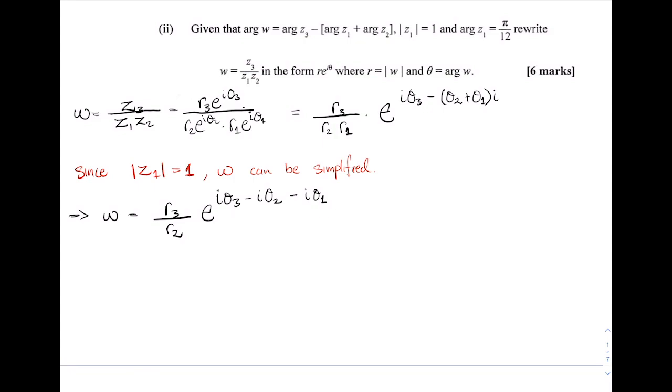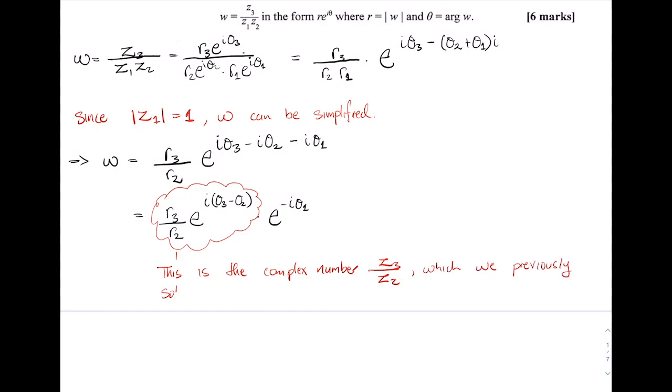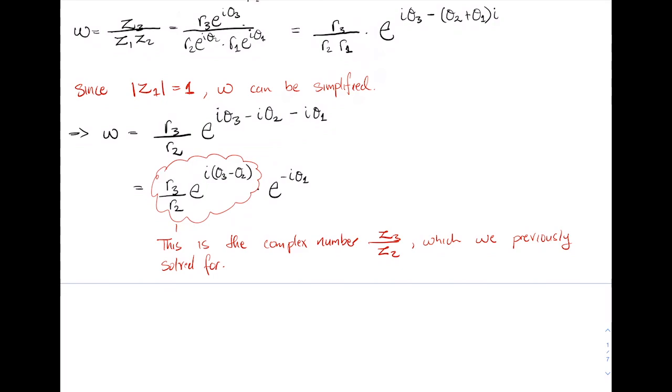If we separate out the i theta 1, then we can write this as R3 divided by R2 times e to the i times (theta 3 minus theta 2), times e to the minus i theta 1. If we look closely, we'll realize that this expression is the complex number Z3 divided by Z2, which we previously solved for. So we know Z3 divided by Z2 is equal to (6 minus 2 square root 3) divided by 12 plus (6 plus 2 square root 3) divided by 12 times i.